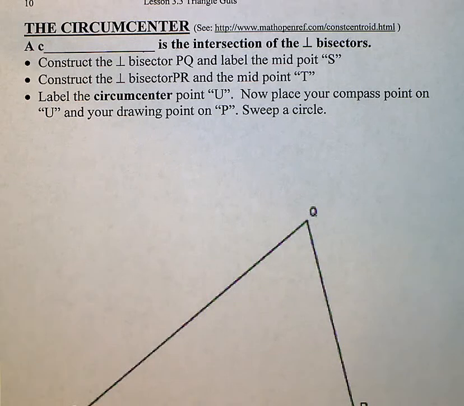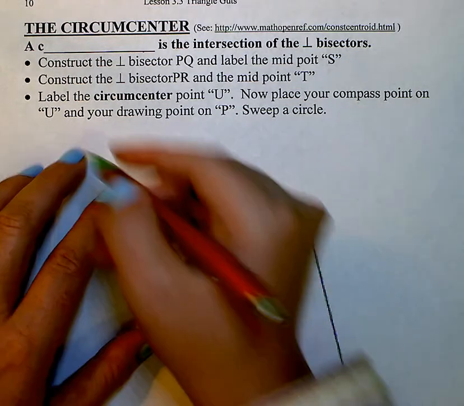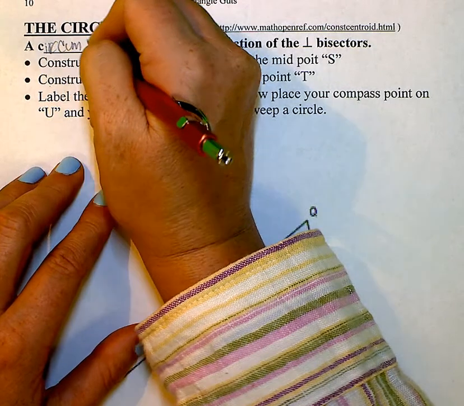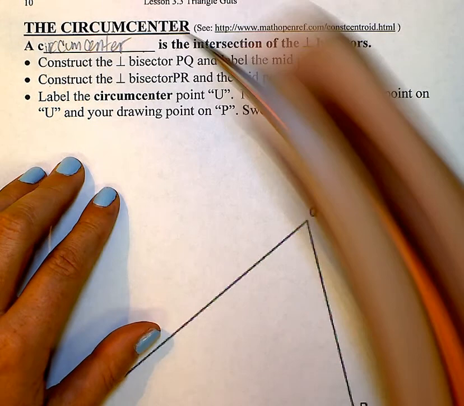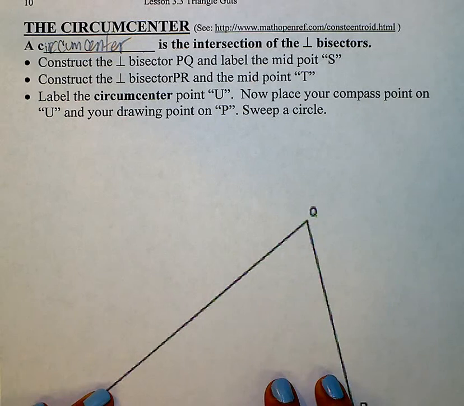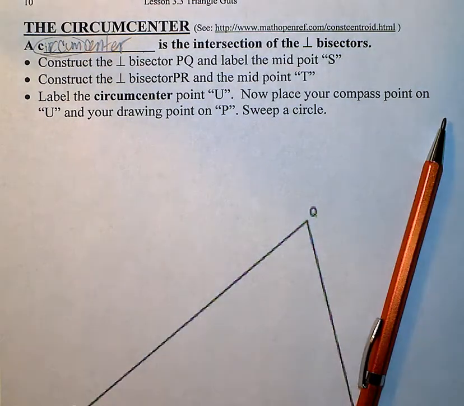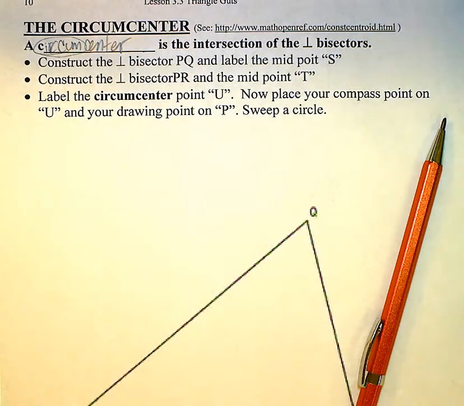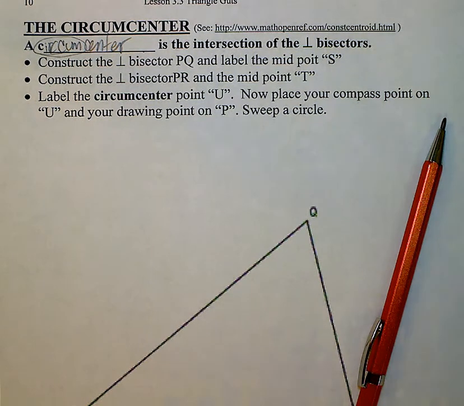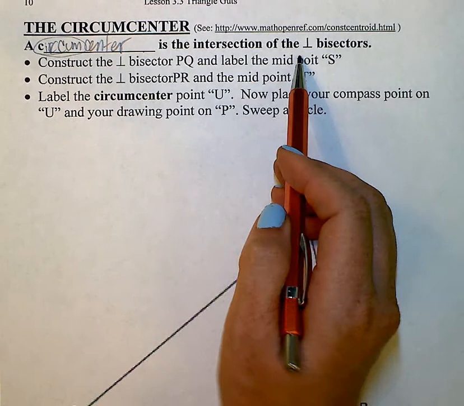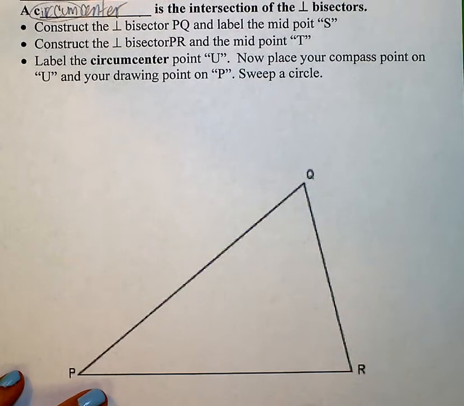All right, now we're going to be using the perpendicular bisectors to find the circumcenter. Circumcenter. This is a really neat one. Keep in mind that the prefix circum means around, like circumnavigate the globe. So we're going to construct a perpendicular bisector of PQ, and we're going to label the midpoint S.